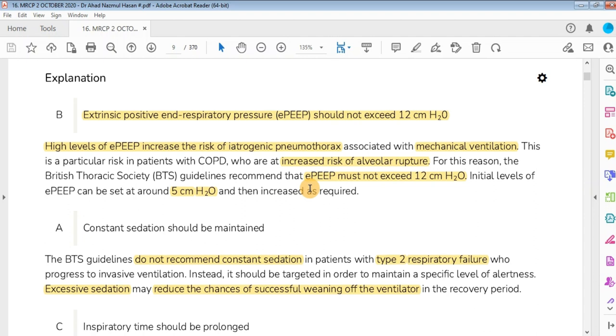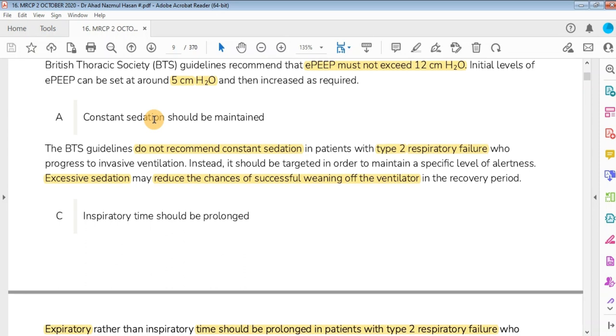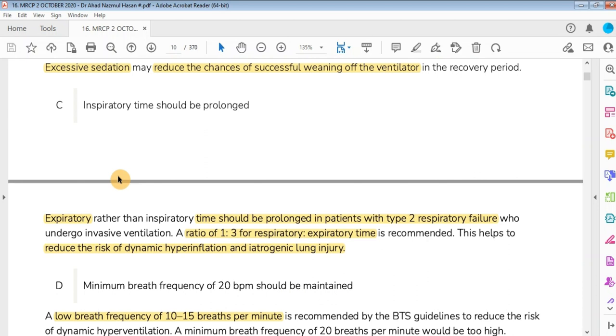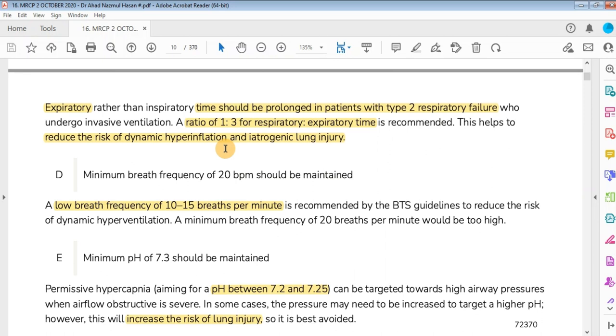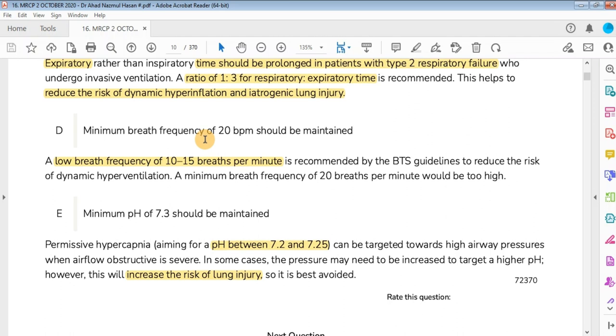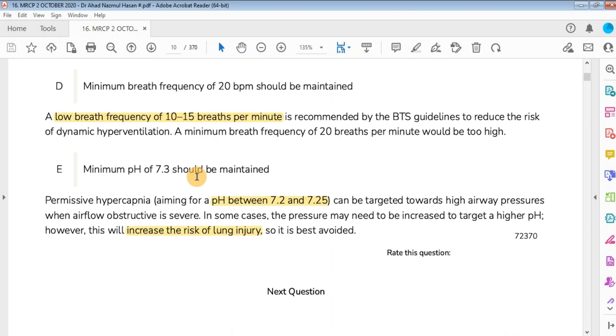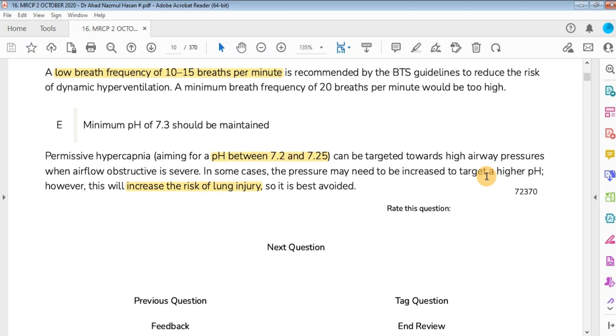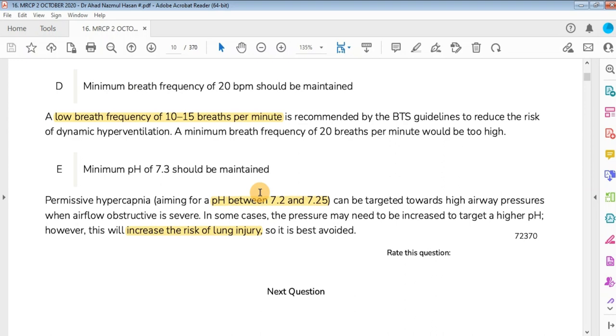And we should never go for constant sedation because this will further lead to worsening of the type 2 respiratory failure. And COPD is an expiratory disease, so expiratory time here should be prolonged. They usually maintain the ratio of 1 to 3, and expiratory time should be the 3. And minimum breath frequency should be 10 to 15. You can remember the average is 12. And pH should be between 7.2 and 7.25, which is slightly less than 7.3, because if we increase the pH, there is a significant increase in the risk of lung injury. So it should be kept somewhere below 7.3.